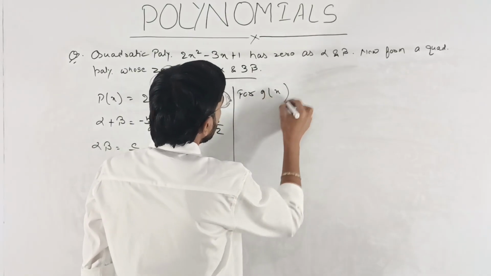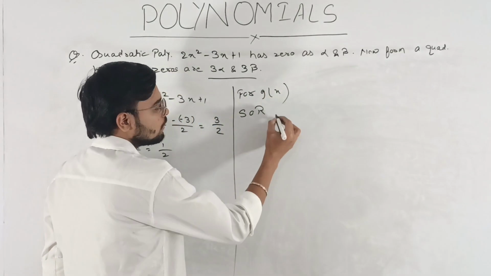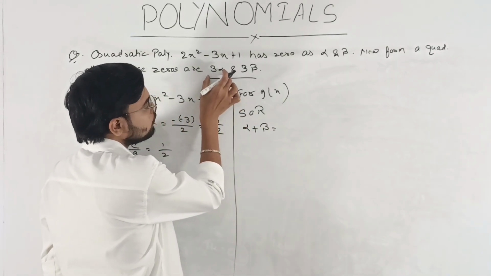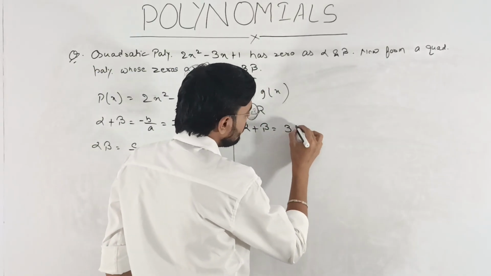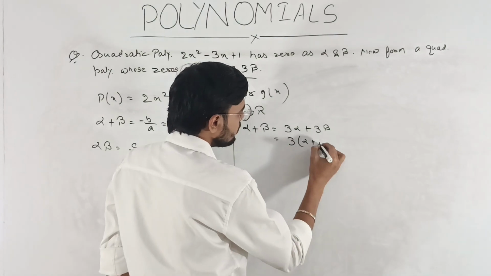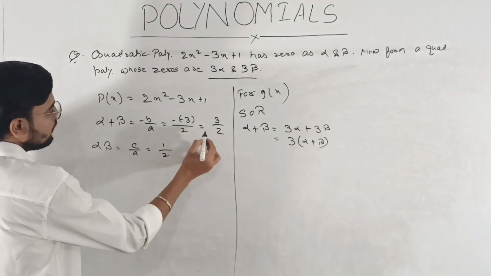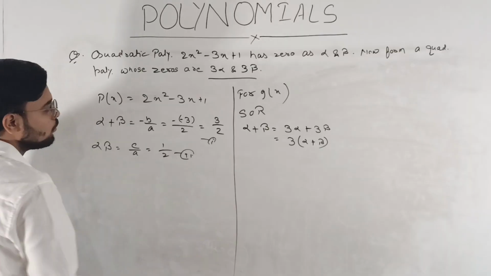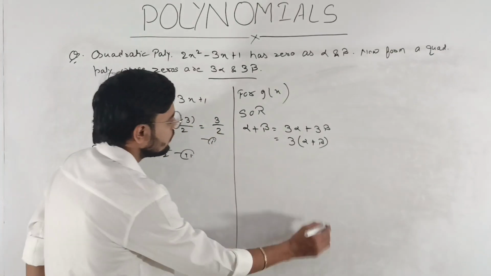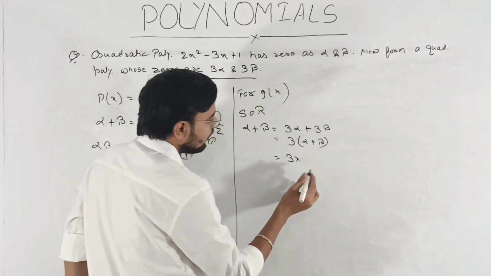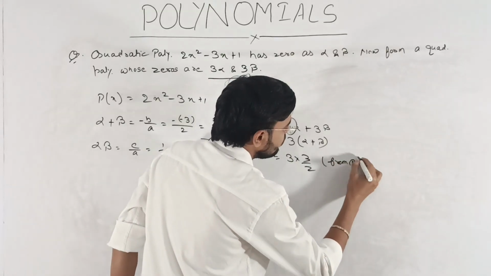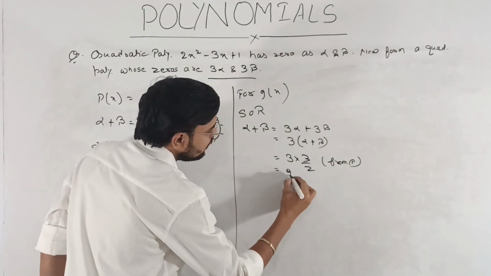Now for polynomial g(x). Now SOR, that is the sum of roots, is: the first root is 3 alpha and the second is 3 beta, so 3 alpha plus 3 beta. Then 3 common, alpha plus beta. Now alpha plus beta is 3 upon 2. So I put 3 into 3 upon 2. Now this is 9 upon 2.